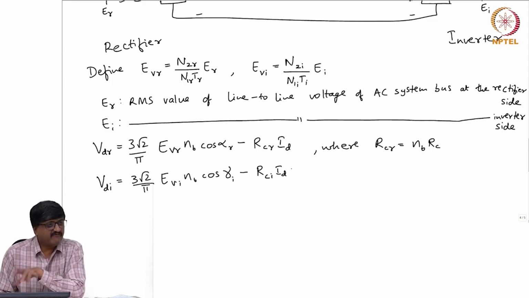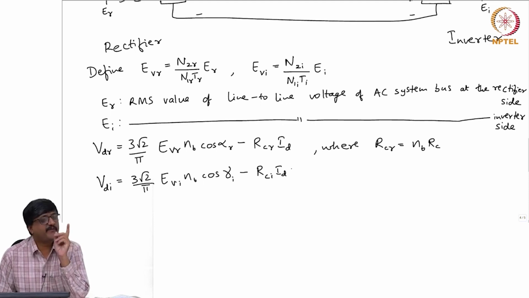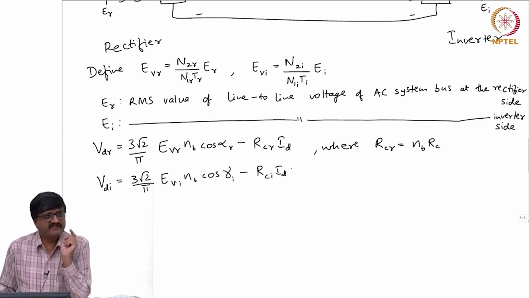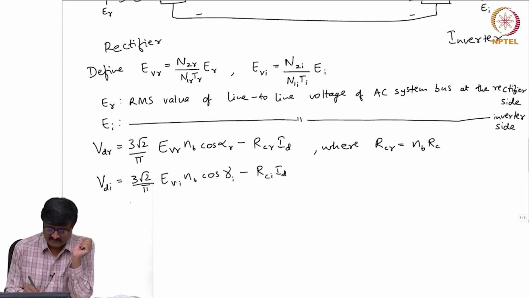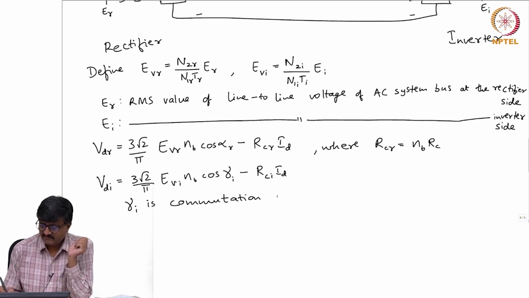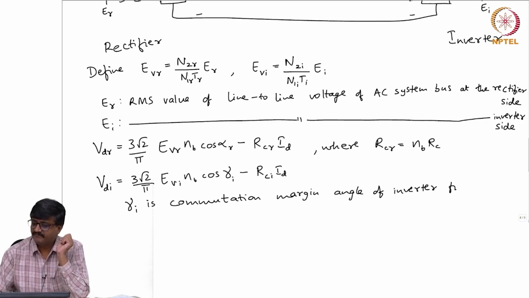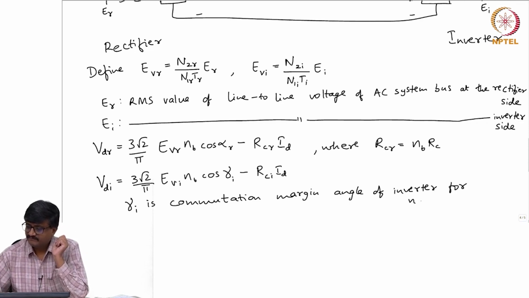So here I have written in terms of gamma. Why? What is the significance of gamma for inverter? Commutation margin angle is a very important thing when it comes to inverter. Gamma I is the commutation margin angle of inverter. For normal operation, alpha is greater than 120 degrees for inverter.